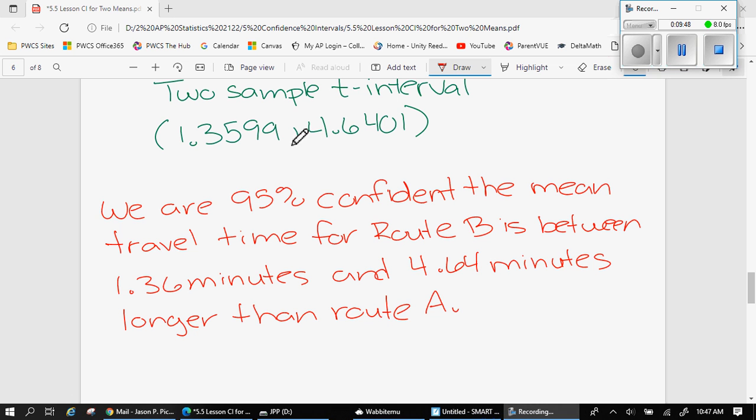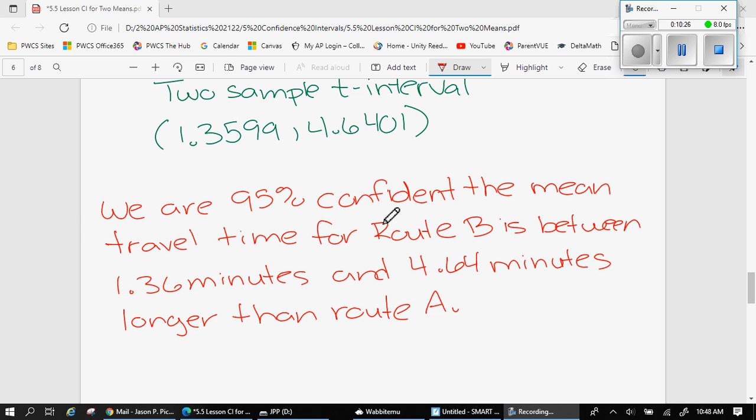So these are average minutes, about 1.36 minutes, about 4.64 minutes. We did B minus A, so that means the average time for route B is more than route A. If you had done it the other way, you'd get negatives, and that would just mean that route A is less than B. So just make sure you phrase your explanation that way. So we're 95% confident that the mean travel time for route B is between 1.36 minutes and 4.64 minutes longer than route A.